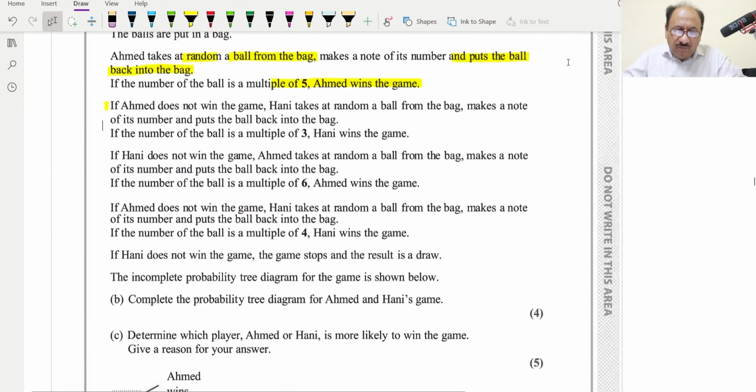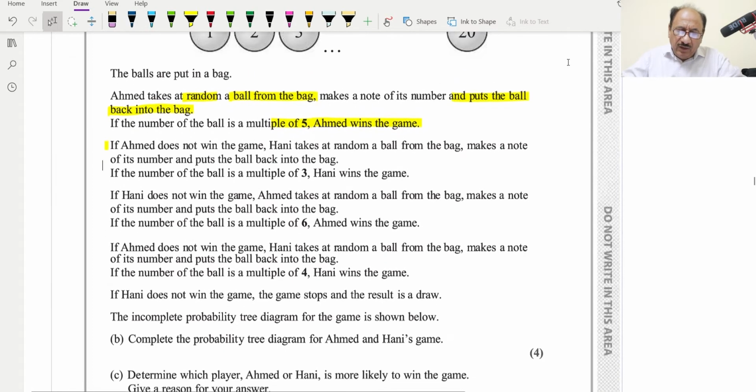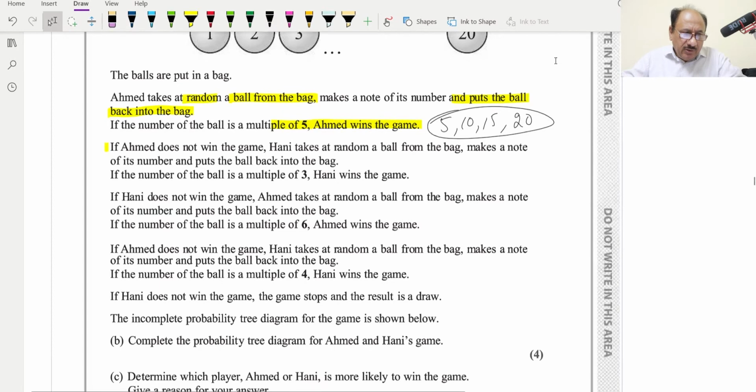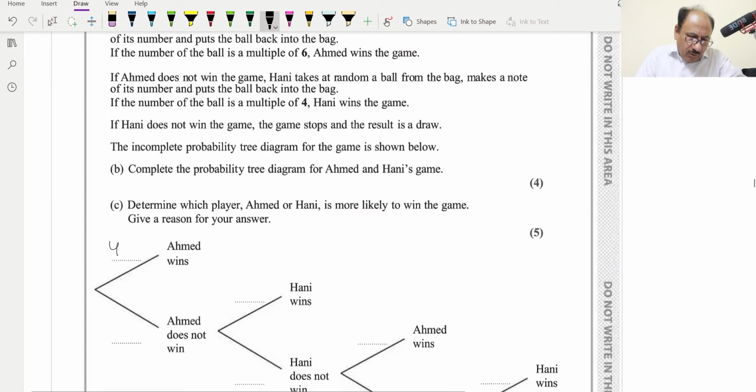So it will be 5 out of 20. Multiples of 5: how many multiples are there? 5, 10, 15, and 20. So 4 multiples will be there. So the probability will be 4 out of 20, and for not winning, 16 out of 20, not 10. Basically these are 20. So 4 out of 20 and 16 out of 20. So we are doing the B part basically.